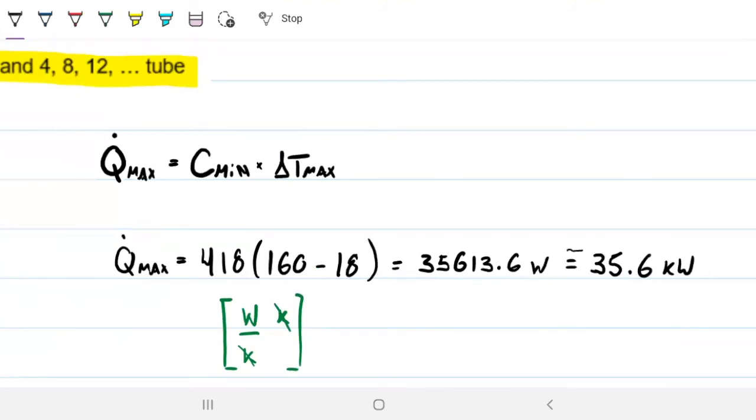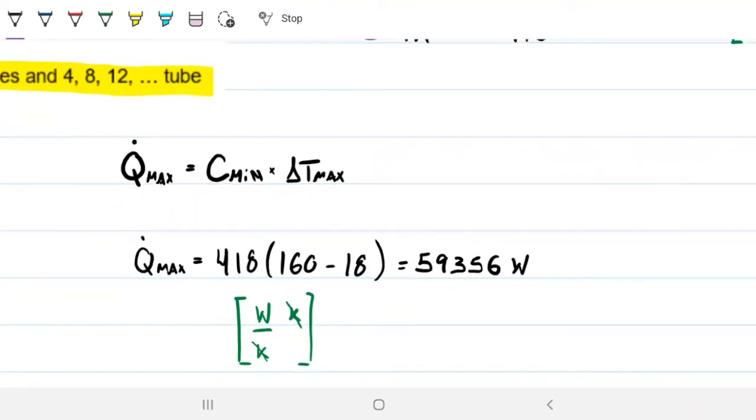Oh, sorry. My bad. I put the wrong figures. 59,356. Back me up, please. I skipped ahead. Yep, that's better. Okay, perfect. Thank you. Okay, so that's a maximum theoretical.